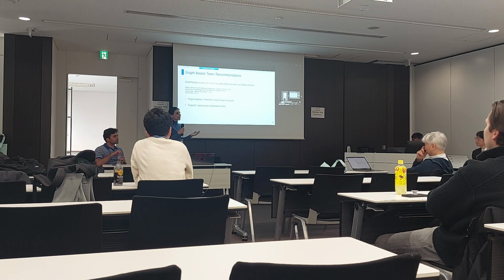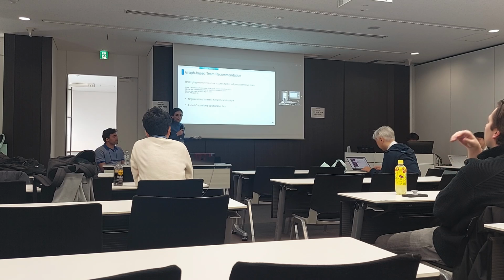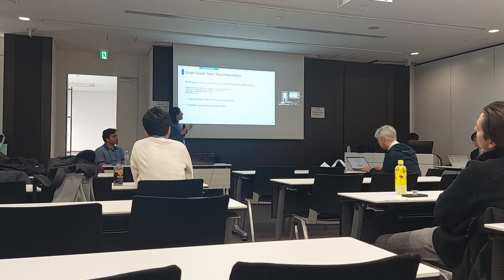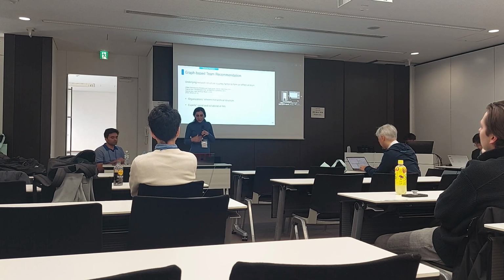To start with explaining the subgraph optimization method, I want to mention the consideration of network structure, which is really crucial in recommending an effective team. The network structure can be represented as social ties among the experts, and also can represent the hierarchical structure between different organizations.